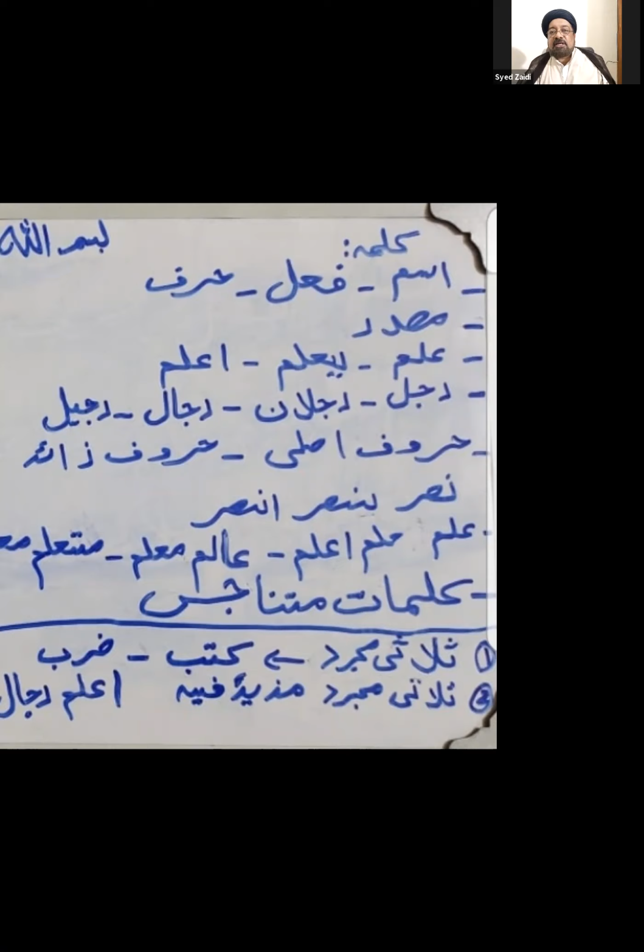There you see in the last word, the third letter after ra and jim is ya. Now this ya is an extra letter which is not from the original letters. Therefore, ya is from huruf zaid and ra, jim, lam is from huruf asli. So these are the two categories from ism and fa'al that we need to understand, because that's our topic.